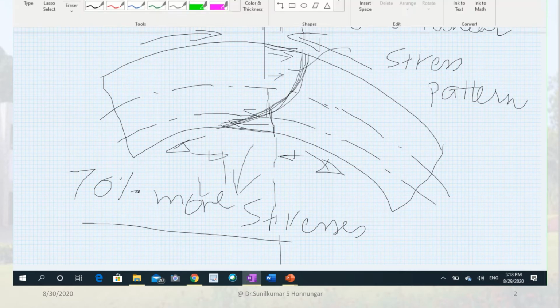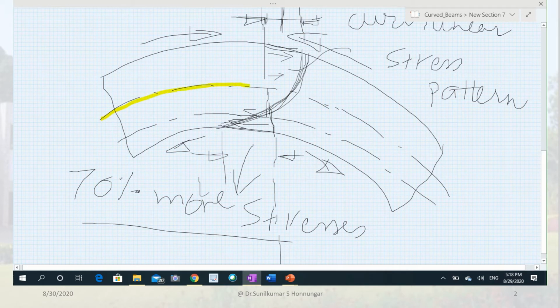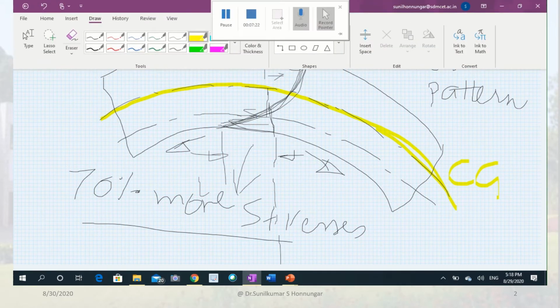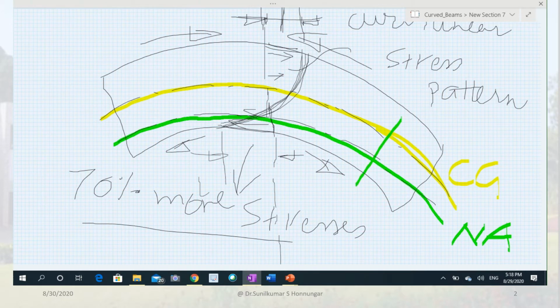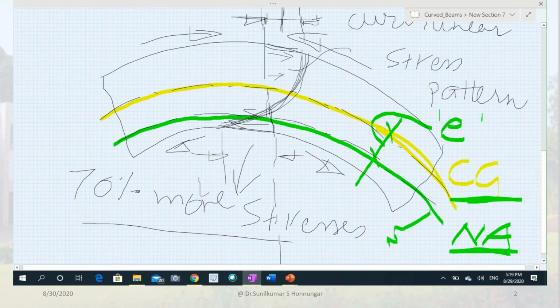And one more thing I forgot here. This is the geometrical axis, I will call it CG. Then I have shown one more axis here, which I'll mark separately. This is called the neutral axis. There is some gap between the geometrical axis and the neutral axis. This is called the eccentricity e. Always remember the neutral axis is closer to the center of curvature than the geometrical axis. Measured from the center of curvature, it is designated by R suffix n, R_n.